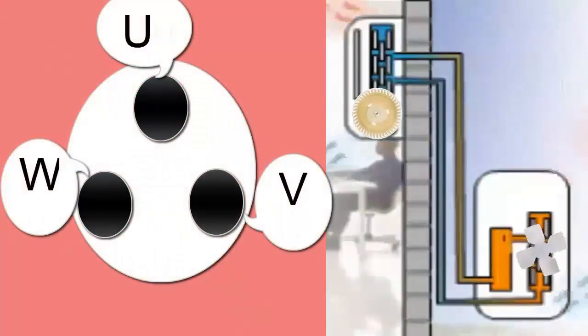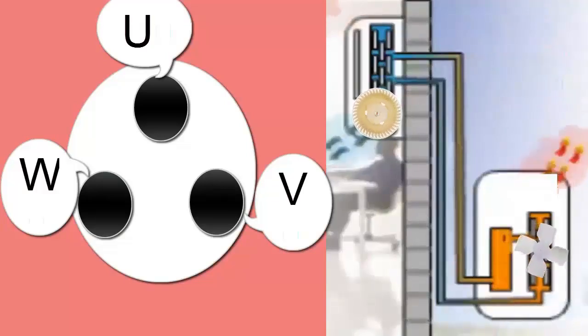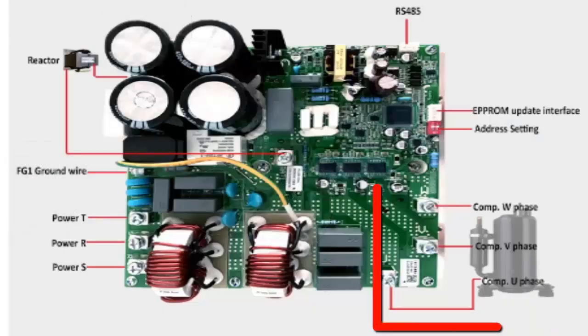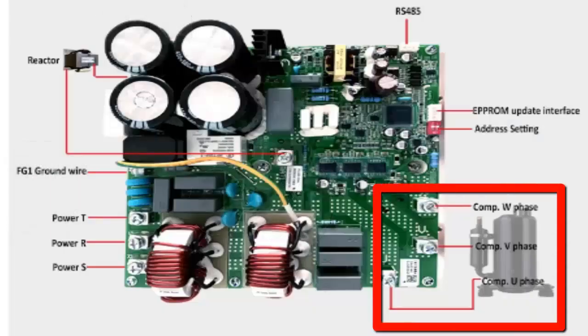A. Check the U, V, and W wires of the compressor. Verify the position of the wires and compare it with the installation manual, or check the identification letters or colors. If the sequence is incorrect, reconnect the wires in the correct order.